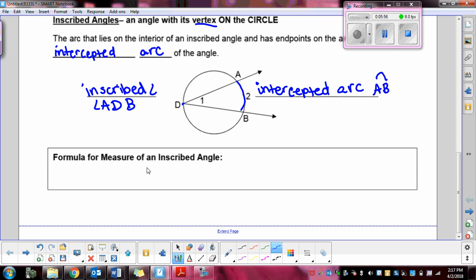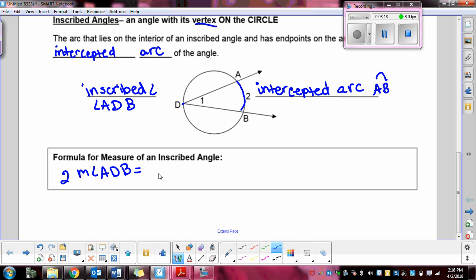Alright, so the formula for measuring an inscribed angle. Your inscribed angle is going to be half of the arc. So I'm going to write that out. We're going to say 2 times the measure of angle ADB equals the measure of arc AB. Or the opposite: the measure of angle ADB is equal to half of the measure of arc AB. We'll do some examples on this.